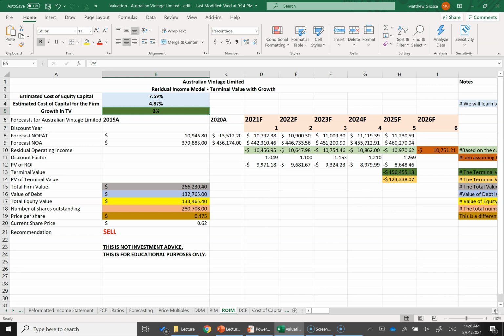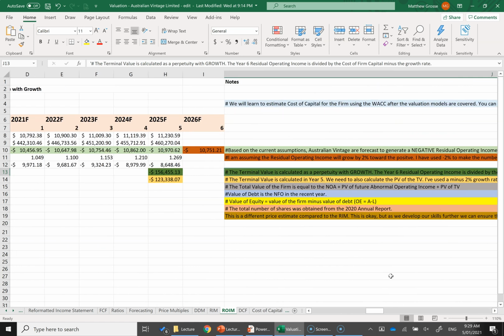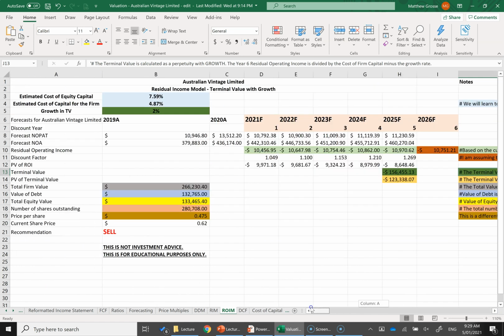When you're working through the spreadsheet on your own, there's some color-coded cells. So if you're unsure about what I've done in a cell, say the green cell here, the notes will explain what I've done, so why I've made these particular choices along the way. So that'll hopefully help you out.